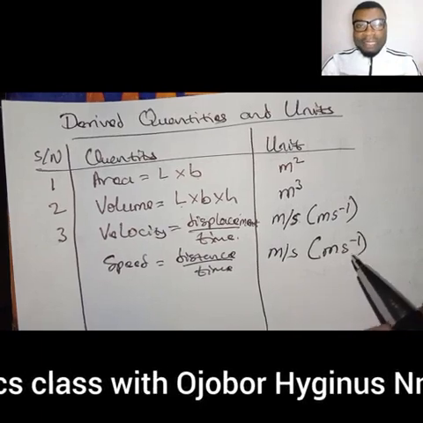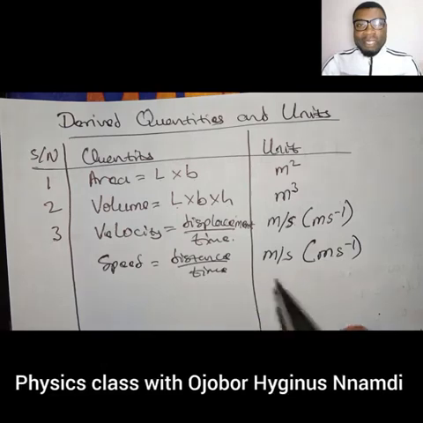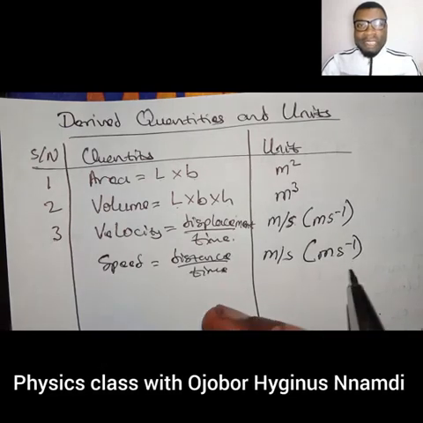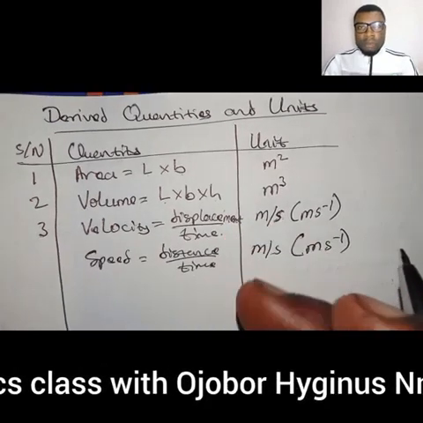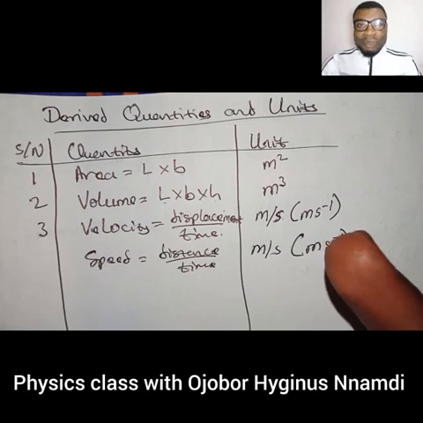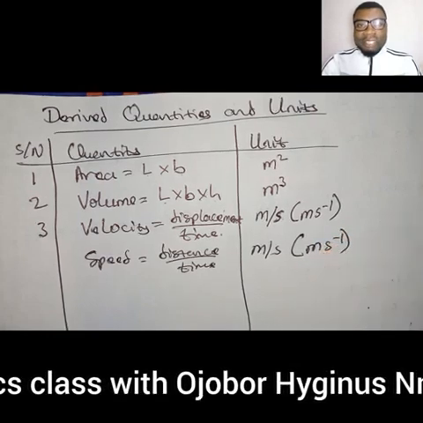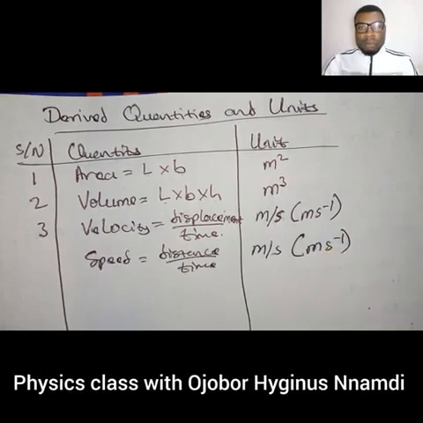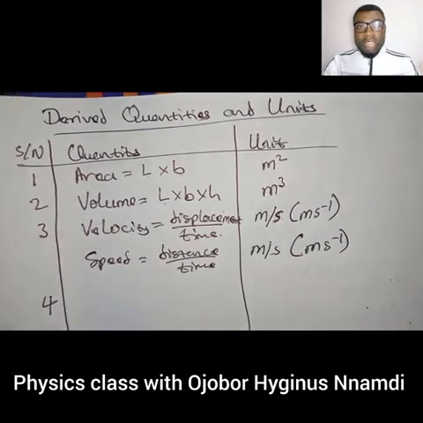These are derived quantities. Why? Because they are a combination of these fundamental quantities. You will see that all these derived quantities that we are seeing here are combinations of majorly the first three fundamental quantities that I mentioned: the length, the time, and the mass. So let's go further and look at a few more.